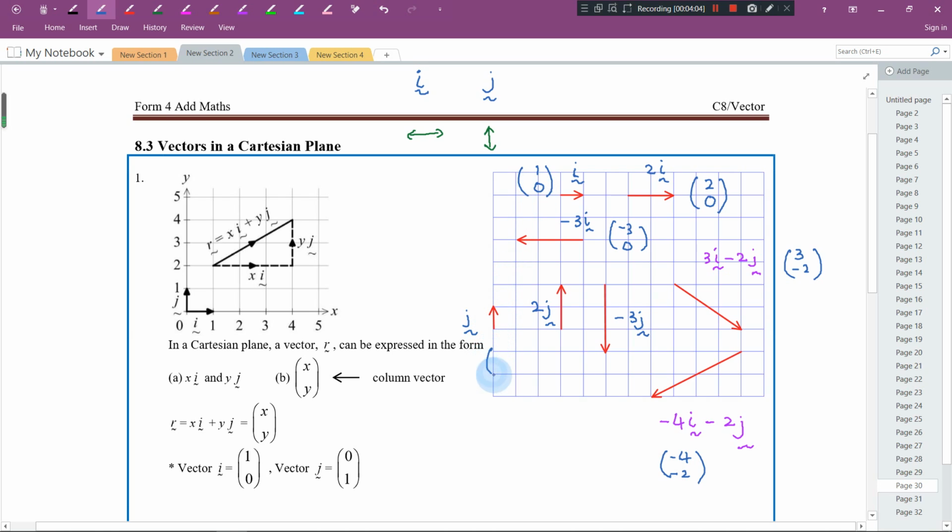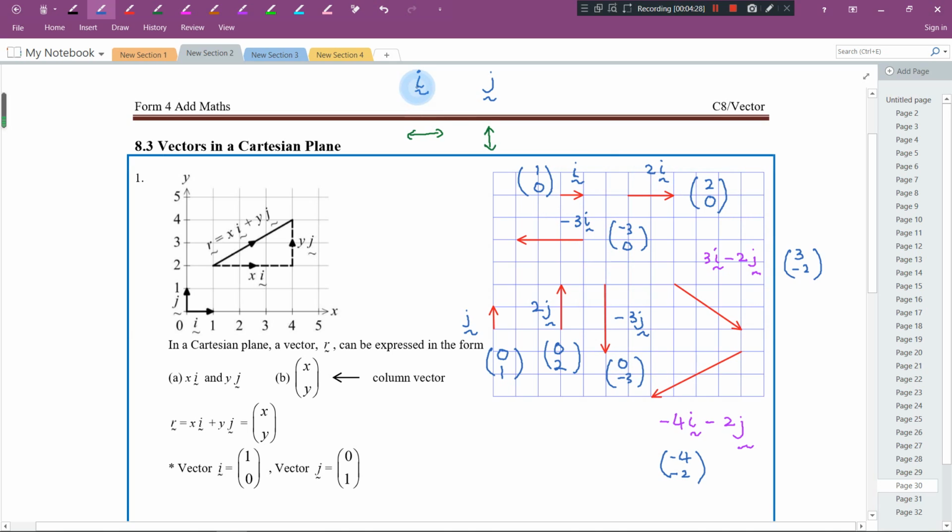Okay, this one. Just go up, right? It doesn't go left or right. So this will be 1. And here, 0. How about this? This is 2 over here. And the top here, 0. How about this? 0, negative 3. Okay, if you don't really understand, you can pause the video, try to go through again.